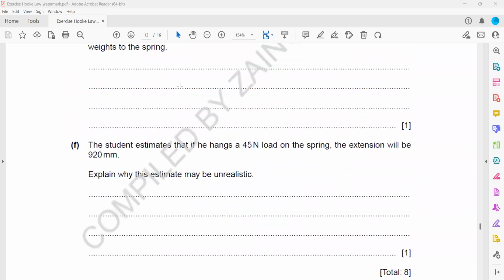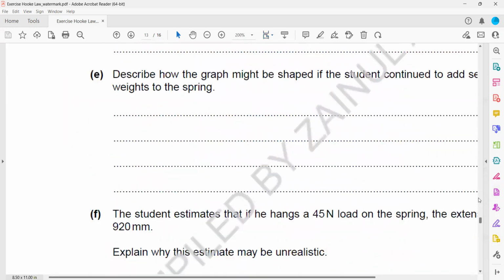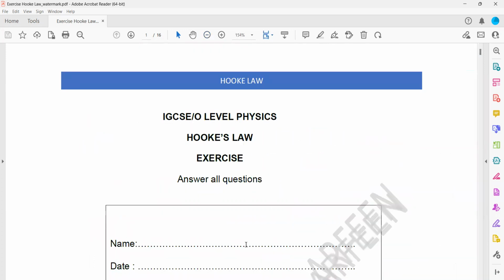Is this question clear? So these are some questions from the Hooke's law exercise. You have to solve this exercise and submit it as weekly homework.